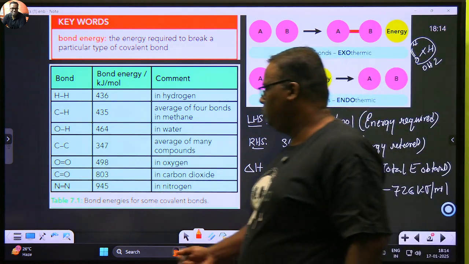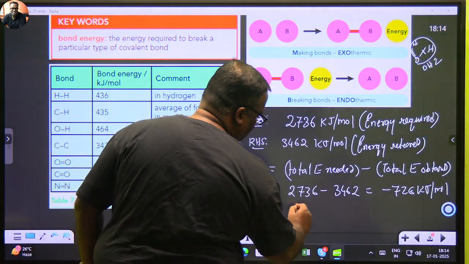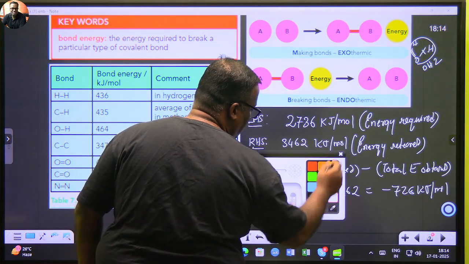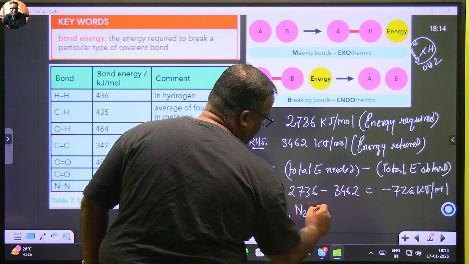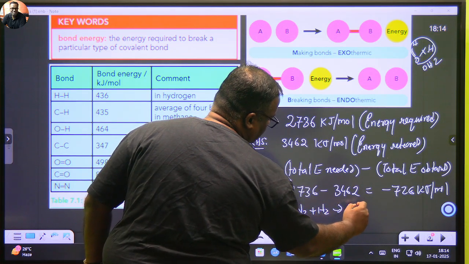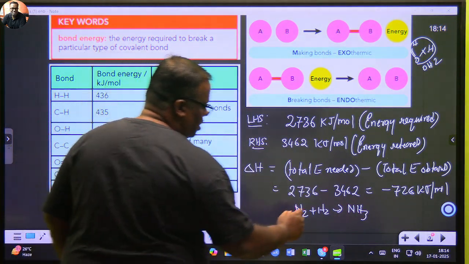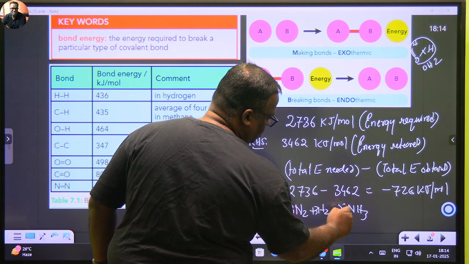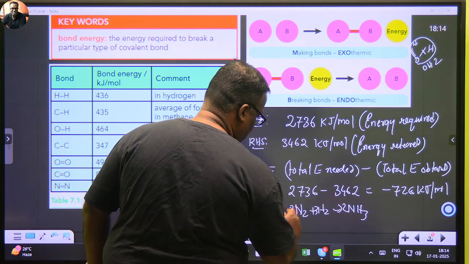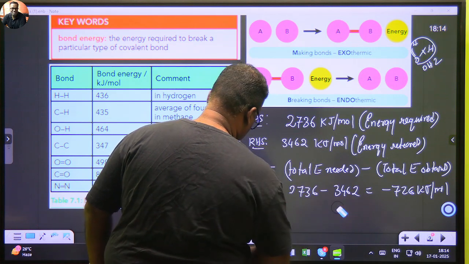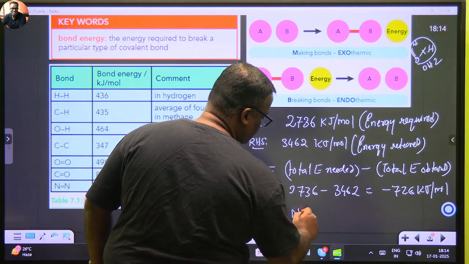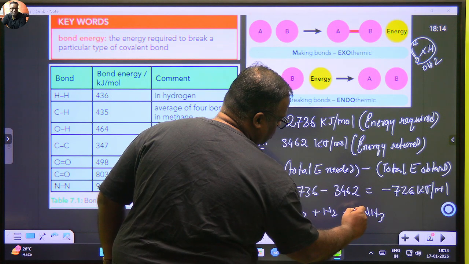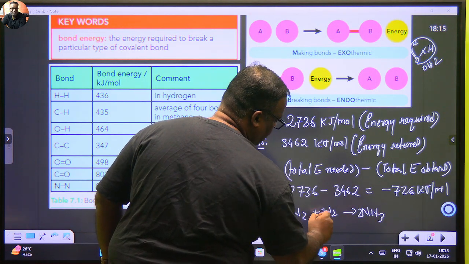Right? If you want to see the reaction of ammonia, then what is the reaction of ammonia? The reaction of ammonia is the reaction of nitrogen and hydrogen. So N2 reacts with H2 to form NH3. Now how do you do it? To get 2NH3, we take N2 and 3H2. This is the balanced equation.